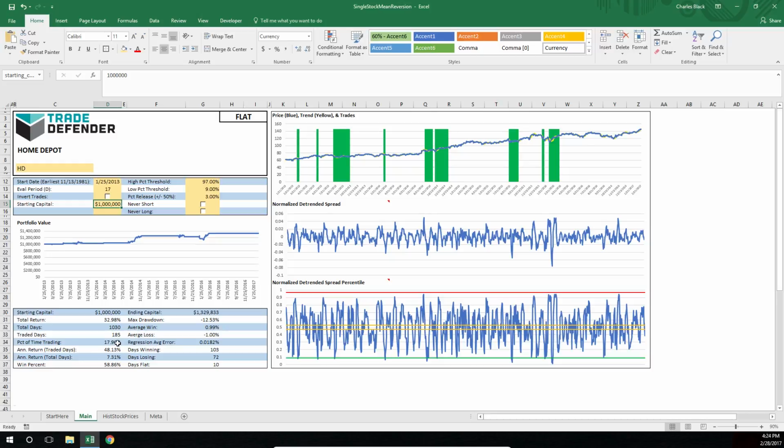One thing that's important to consider about mean reversion trading is that depending on where you set your indicators, your red and green lines, you may be trading only 10, 25, 40% of the time. During the times you aren't trading, you have the opportunity to utilize your capital in other ways.